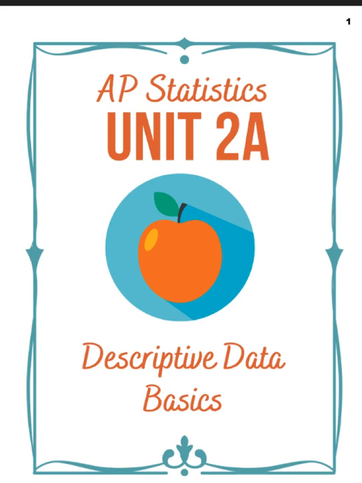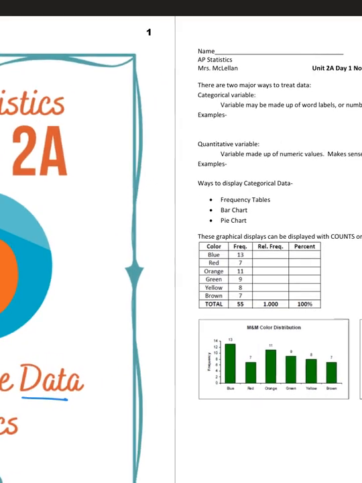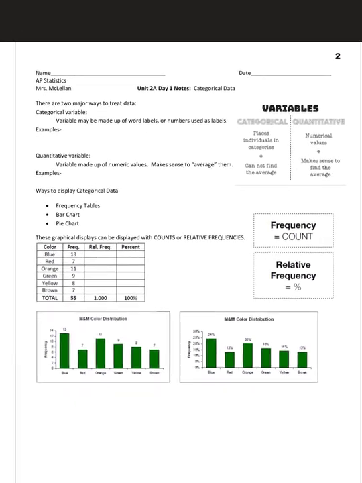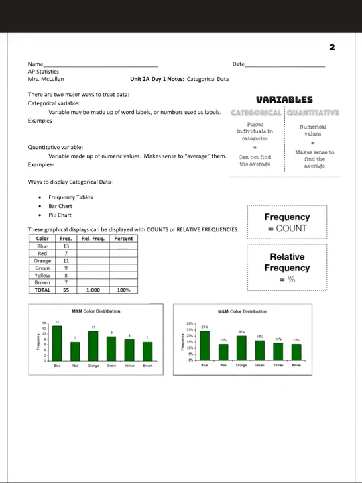Right, we're going to start our next unit with descriptive data basics. And so we're going to first talk about certain types of data. And those two types of data that we're going to first discuss are categorical and quantitative. Okay? So this categorical data is actually what we're going to start with first in this unit.